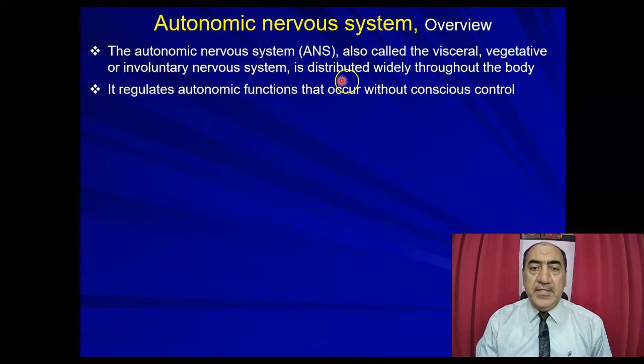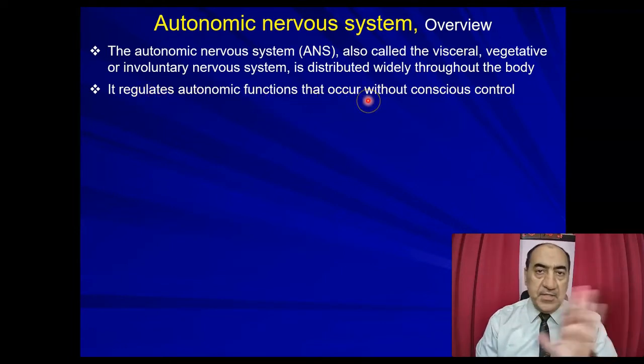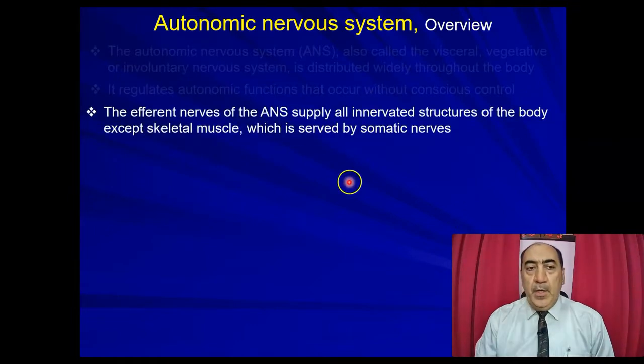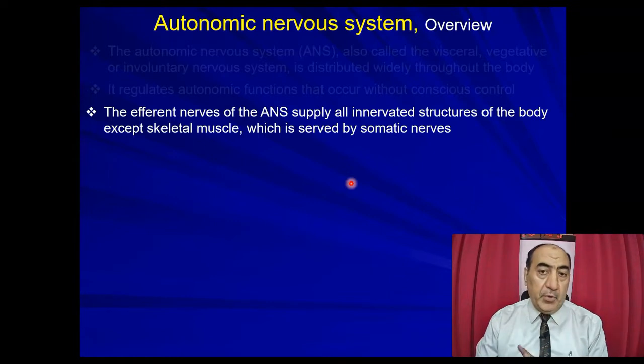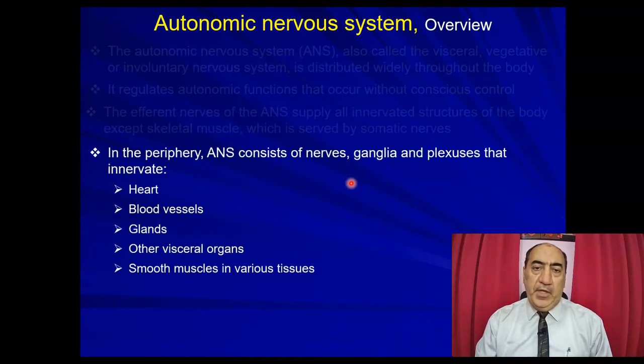It's involuntary and is distributed widely throughout the body. It regulates autonomic functions that occur without conscious control. The efferent nerves of the autonomic nervous system supply all innervated structures of the body except skeletal muscle, which is served by somatic neurons, as we explained in our last lecture. In the periphery, the autonomic nervous system consists of nerves, ganglia, and plexuses that innervate the heart, blood vessels, glands, and other visceral organs, in addition to smooth muscles in various tissues such as the small intestine, urinary bladder, and so many other tissues.